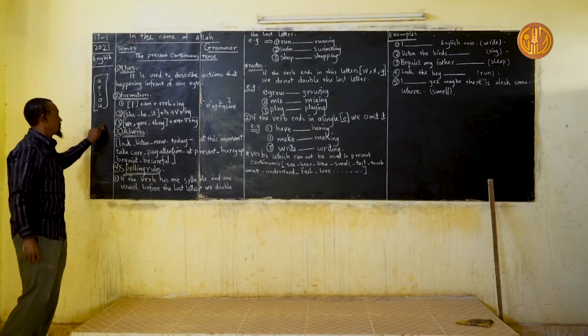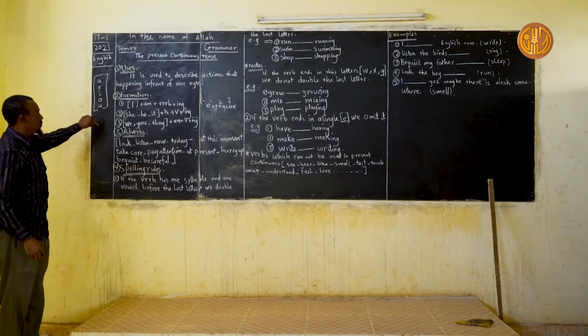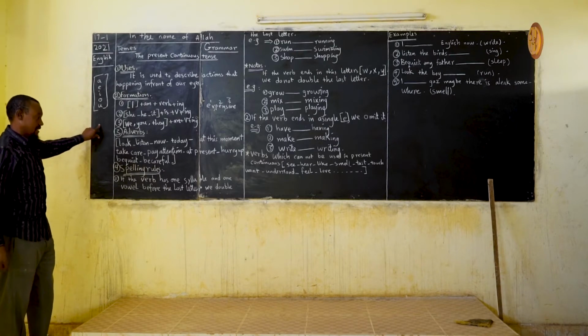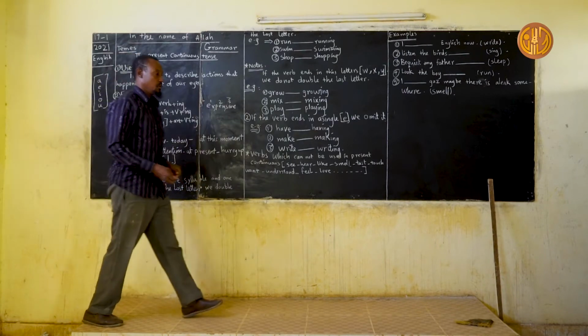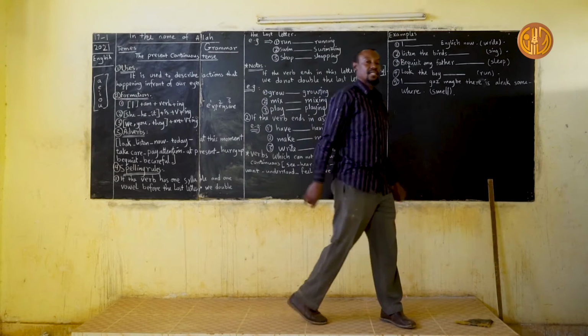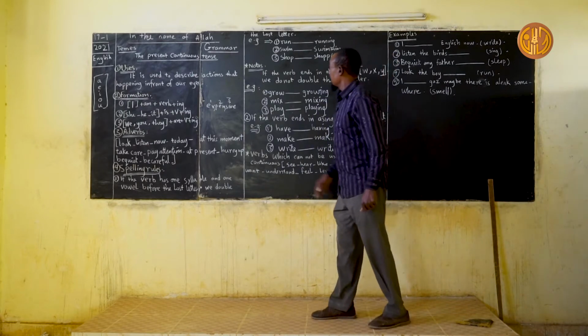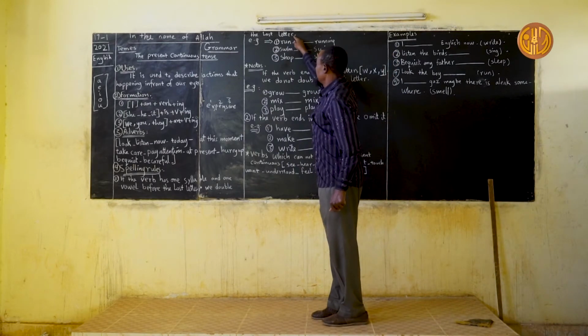These they call in English vowel letters. If you find the verb has one syllable and one vowel before the last letter, we double. We double, that means you rewrite the letter again. You double the last letter here, the last letter.